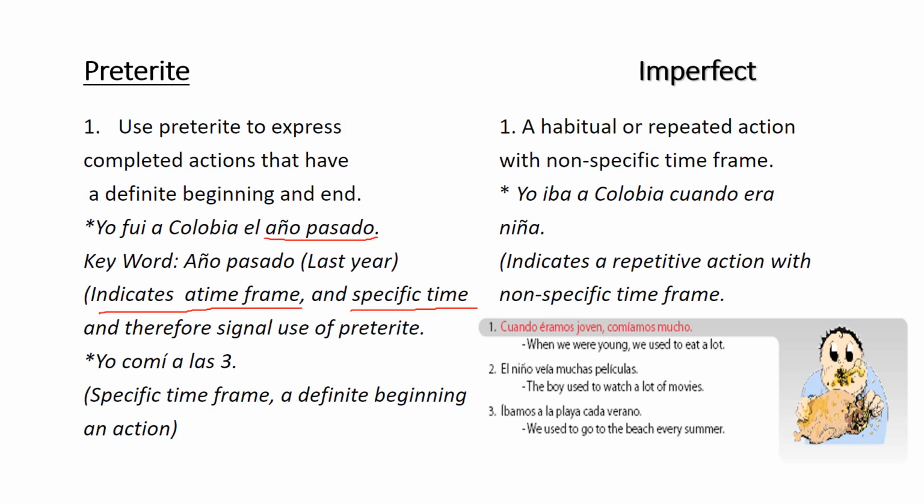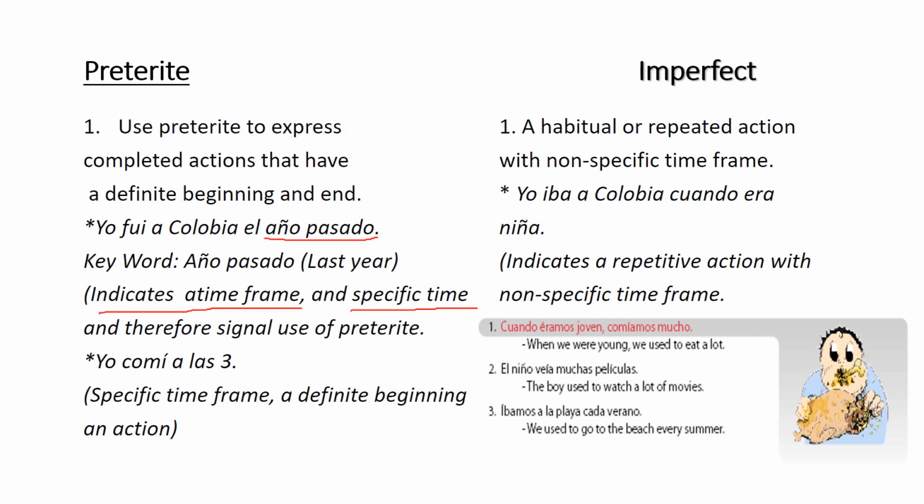Number 3, íbamos a la playa cada verano. We used to go to the beach every summer. Again, habitual actions. Actions over an extended period of time. Or actions that occur repeatedly.